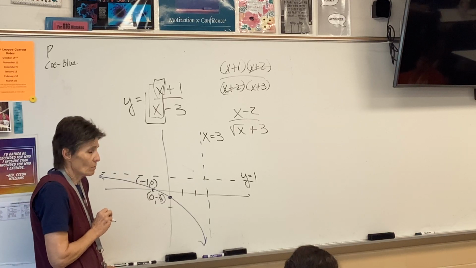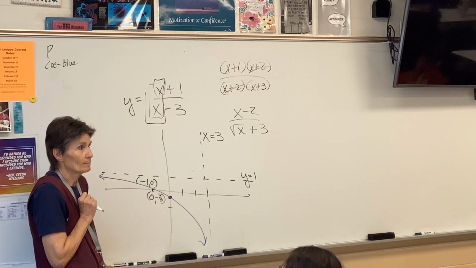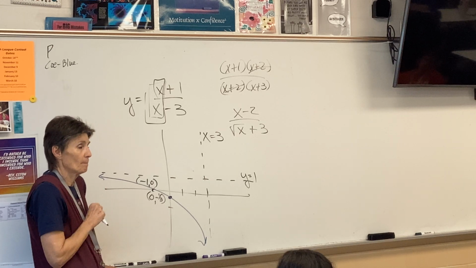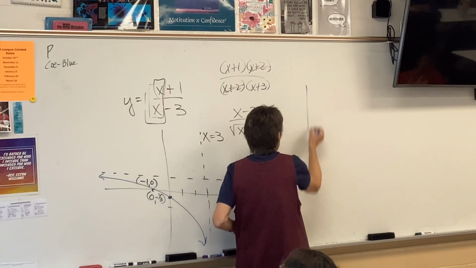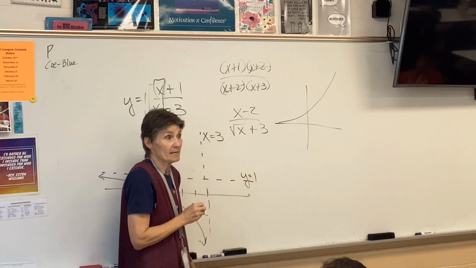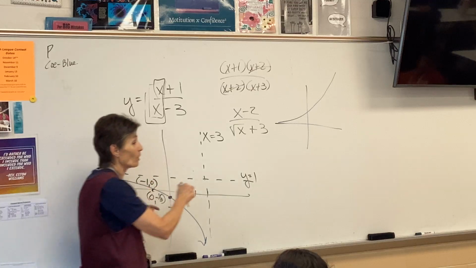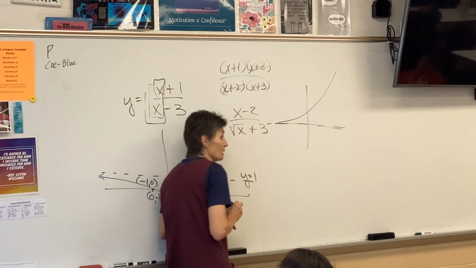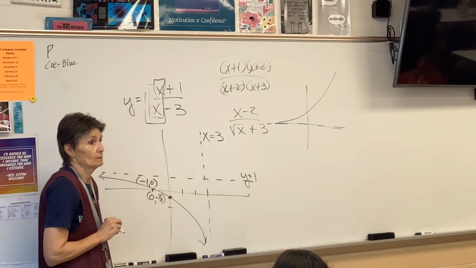Have you ever seen that shape before? Oh yeah, you have. It's one of your BFFs. Which BFF kind of has that shape in it? Exponential. Well, the exponential looks like this. It does not have two asymptotes. The exponential has one asymptote. Which BFF has two asymptotes?